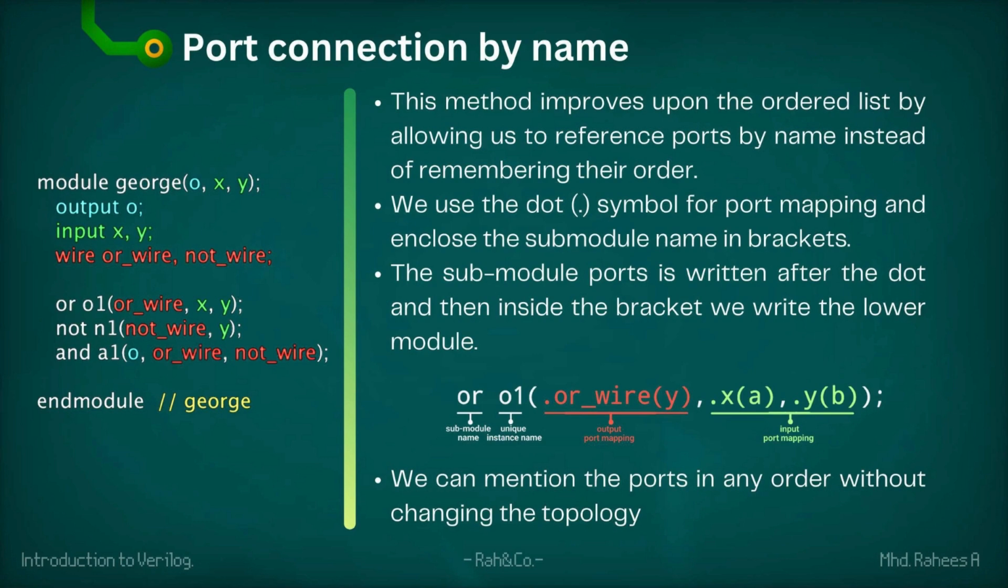Port connection by name. It is slightly a better way. Here we don't have to remember the order, but we will just look at the name of the port, and this way is to link by calling the names of each port one by one. In this approach we use the dot symbol to indicate the port mapping and also use brackets. The submodule port is written after the dot and then inside the bracket we write the lower module. We can mention the ports in any order without changing the topology.